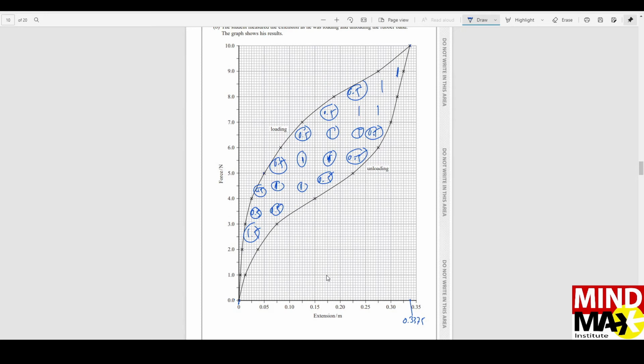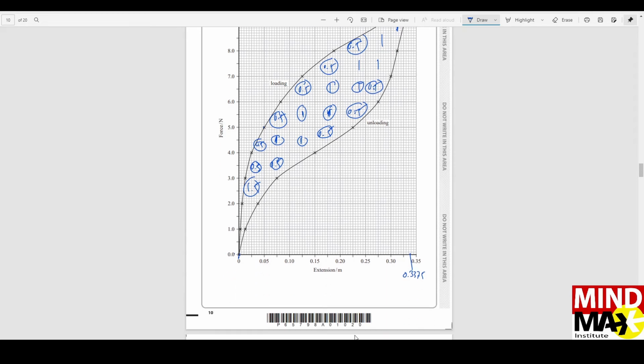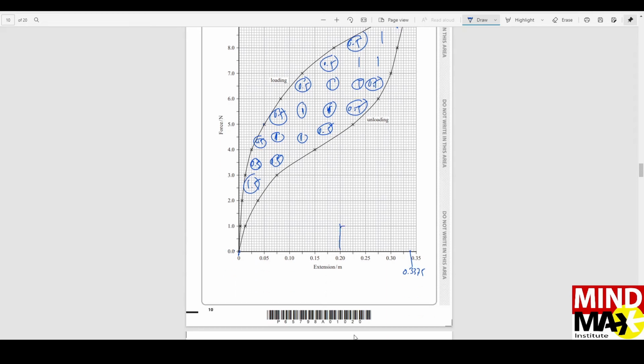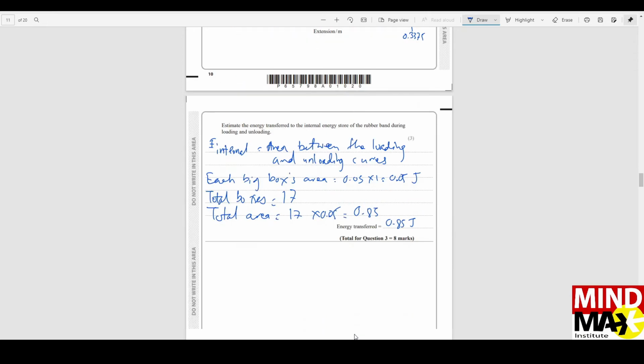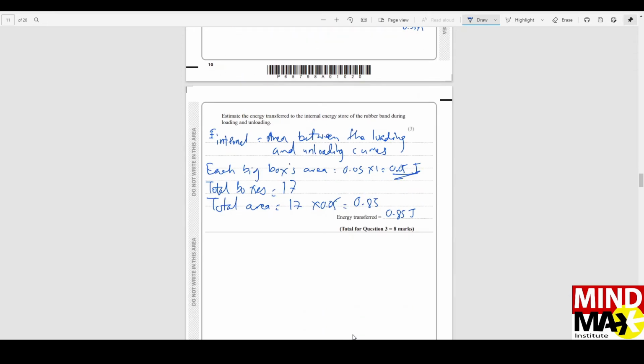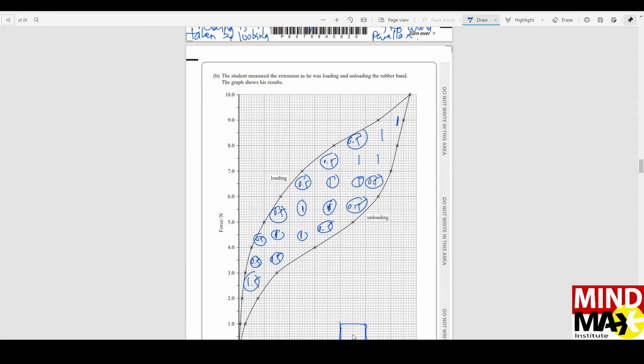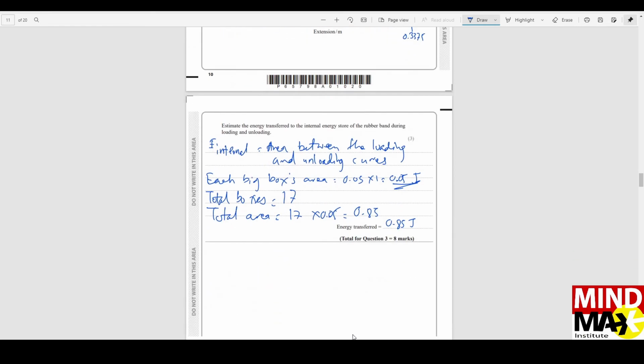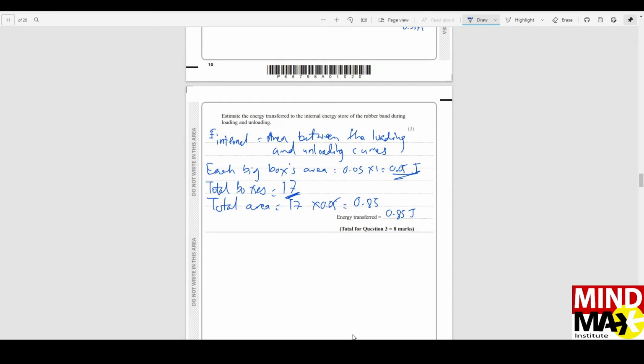So this is an estimation question, of course, because it's not a proper shape. So you have to estimate how many boxes there are within these, and as you can see, each rectangular box is actually equal to this much. Okay, so the length is 1 and the breadth is 0.05, so each box is equal to 0.05 joules. So if you roughly count the number of boxes, there are approximately 17. There is a range, of course. Different people will get different numbers of boxes. So I got 17. So 17 multiplied by each box's value 0.05 comes to 0.85 joules.